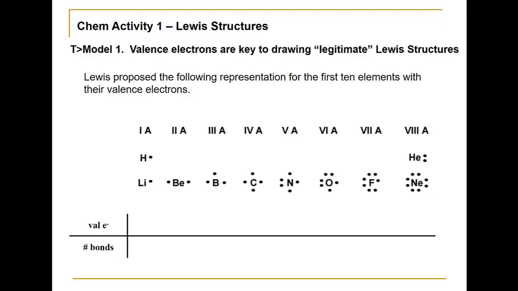It should be obvious that there's a clear correlation between the column number for the main group elements and the number of valence electrons associated with an atom. Here are the number of bonds that can be made by each atom. While Lewis proposed that there is a connection between the number of valence electrons and the number of bonds an atom can make, you may have found that the connection is not as obvious or clear.